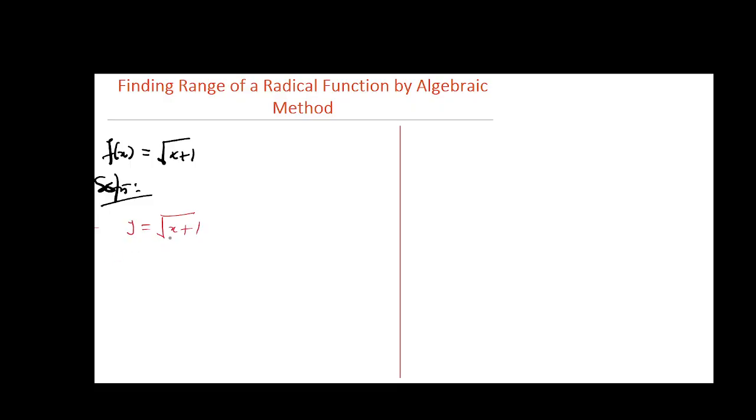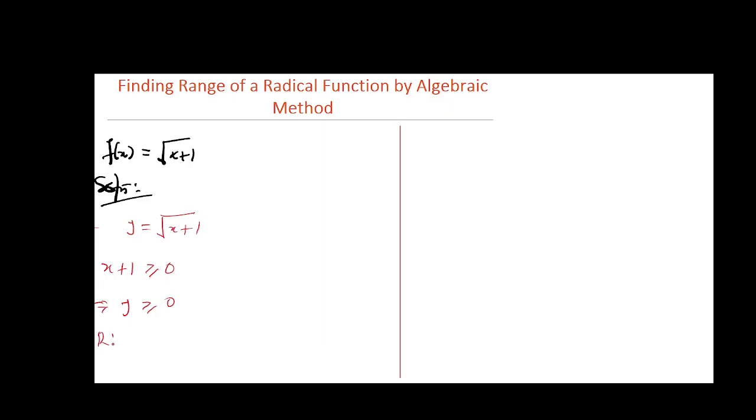Now we know if we apply the property of square root, x plus 1 must be greater than or equal to 0, because the restriction states that you cannot take the root of a negative value. So we cannot have any negative value inside this root. And if this is the case, this implies that y will be greater than or equal to 0. Now we have the values of y. How do we write the range?